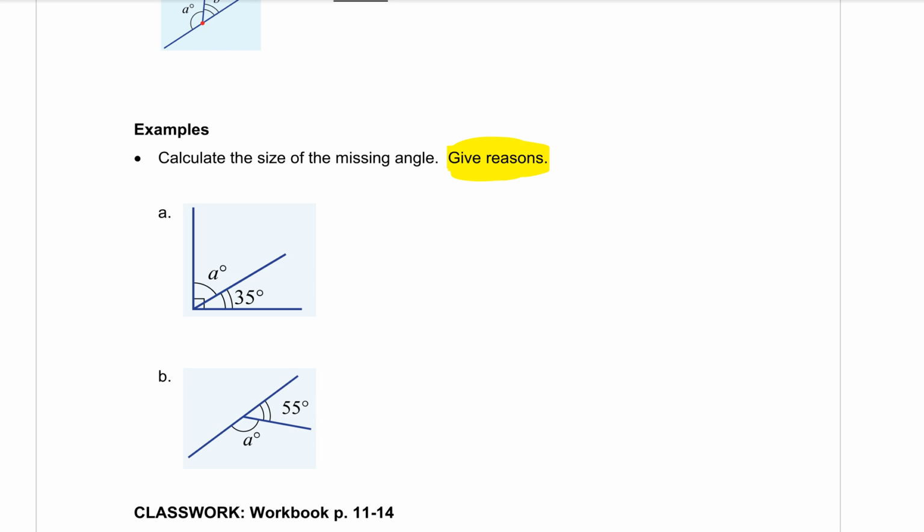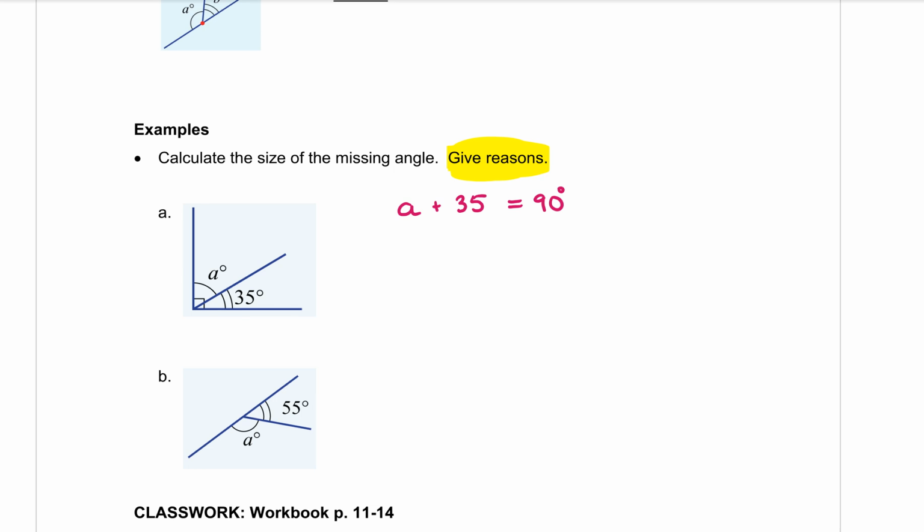So for part A here, you can see that I have a right angle. That means that those two angles together have to add to give 90 degrees. So to show my working out, which you all must do, I will add those two angles together. So the first angle is A, and then I want to add the second angle, which is 35. And those two angles equal 90 degrees.